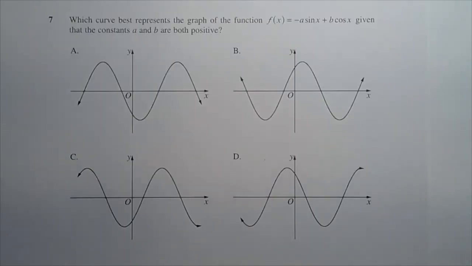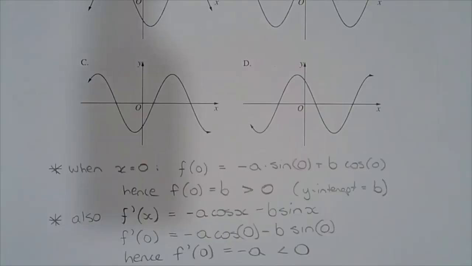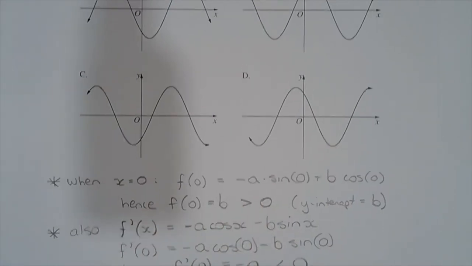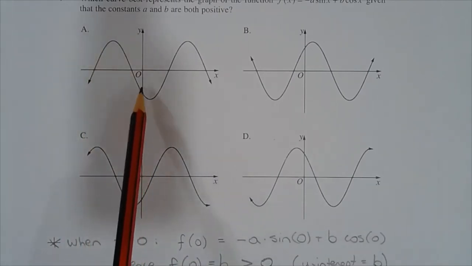Question 7. Which curve best represents the graph of the function f of x equals negative a sine x plus b cos x, given that the constants a and b are both positive? The strategy here is to find the y-intercept and then consider the gradient of the tangent at that y-intercept. When x equals 0, f of 0 is equal to negative a multiplied by sine 0 plus b cos 0. Now sine 0 is equal to 0 and cos 0 is equal to 1. Hence f of 0 is equal to b and b is greater than 0. Hence two answers that are not possible are options A and C, since their y-intercepts are both negative.